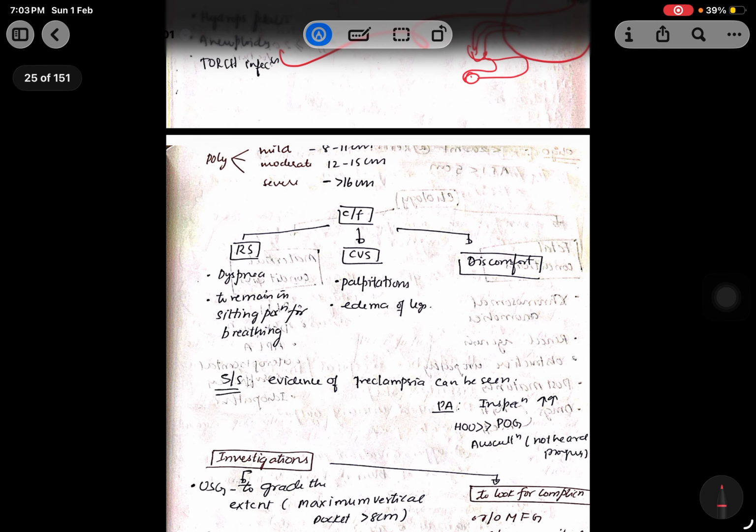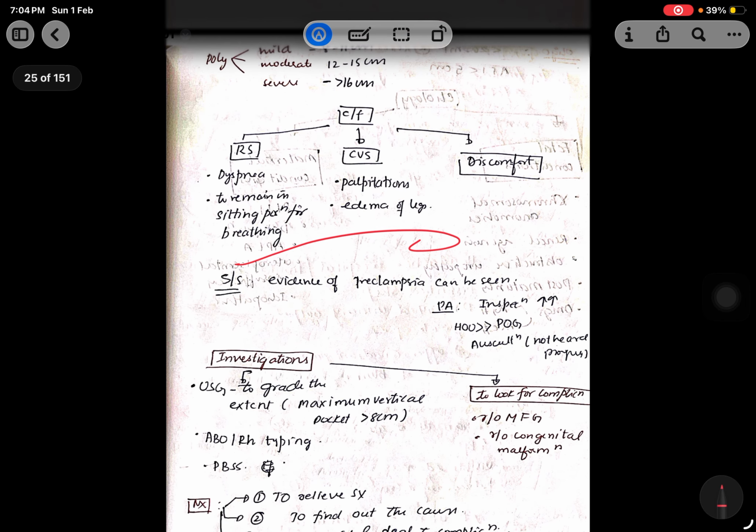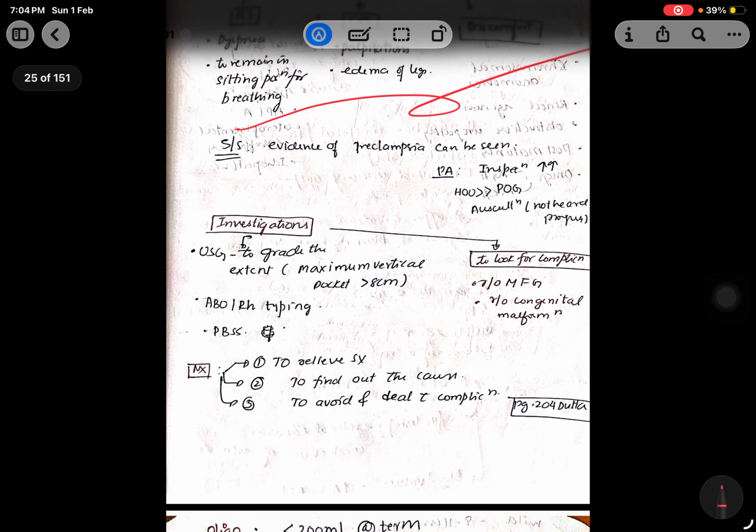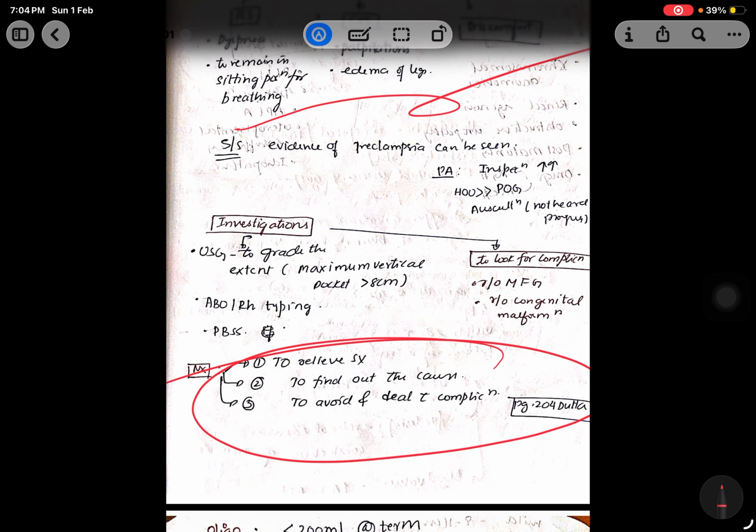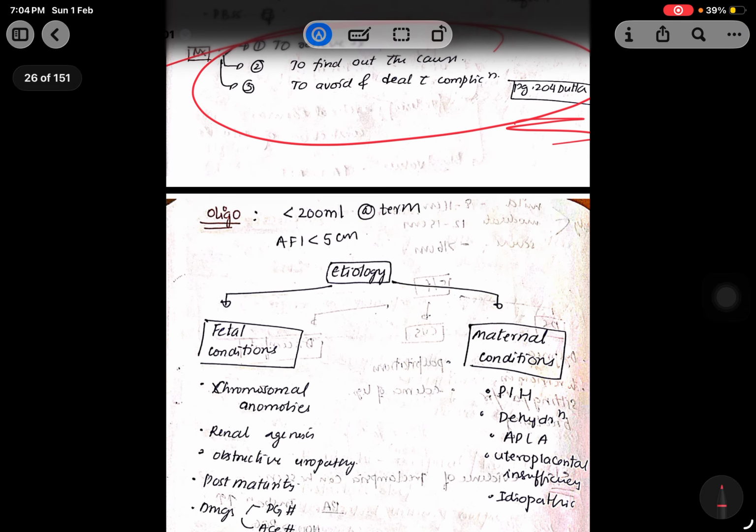So again, you will divide it into mild, moderate and severe, and these are the clinical features. I'm sure if you just go through it, you can understand. So these are the management aims; we'll discuss it at the end. Oligohydramnios is less than 5. So basically, we only divide the causes into fetal and maternal.